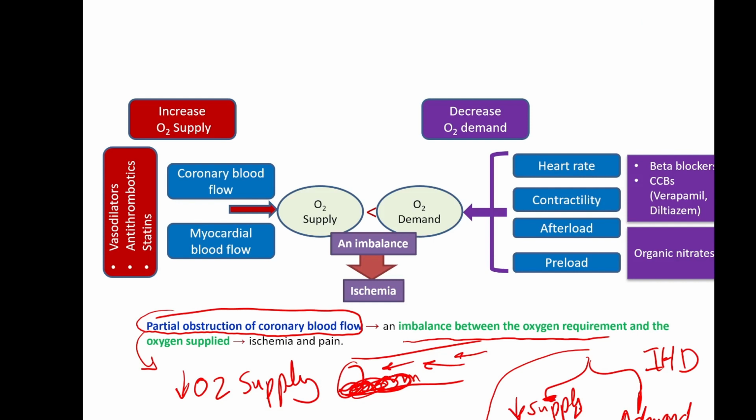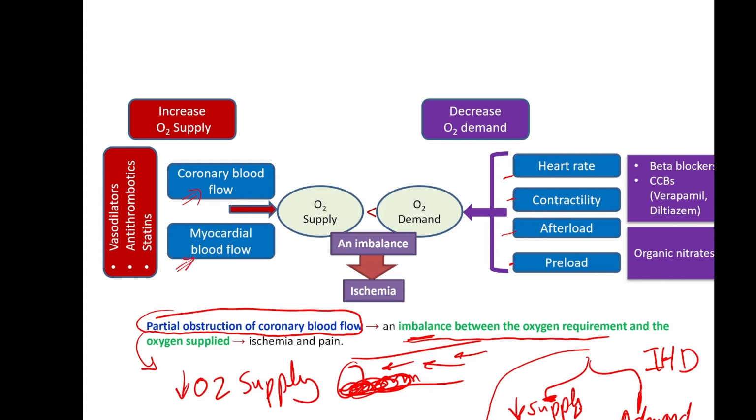So when you have partial obstruction of the coronary artery, the result is an imbalance between oxygen supply and oxygen demand. So how can we treat this situation? Now we can see the targets. For example, we can control heart rate, contractility, afterload or preload. All these could be targets for us. On the other side, we have coronary blood flow, where we try to cause vasodilation, or we work on the endothelial cells.